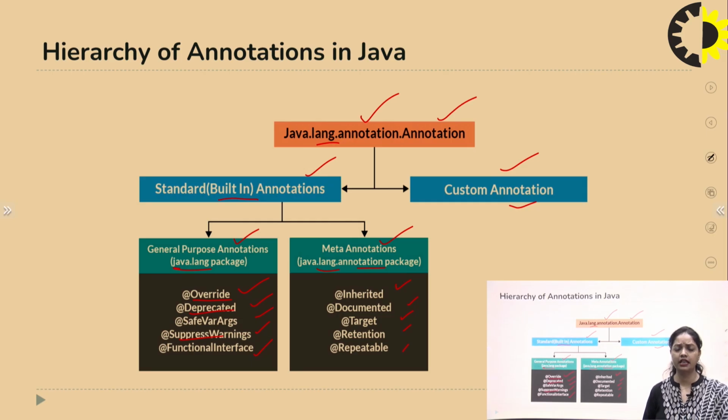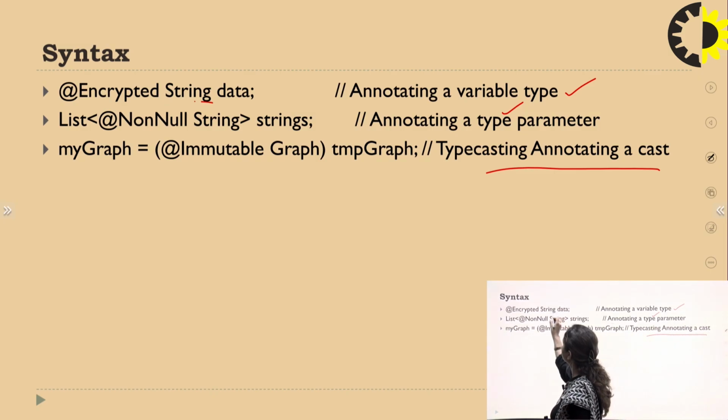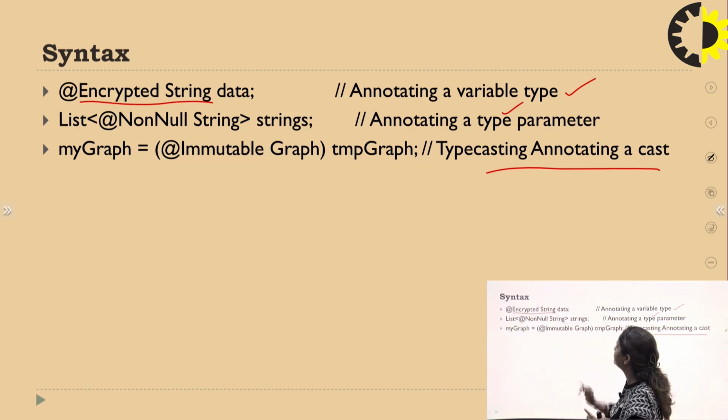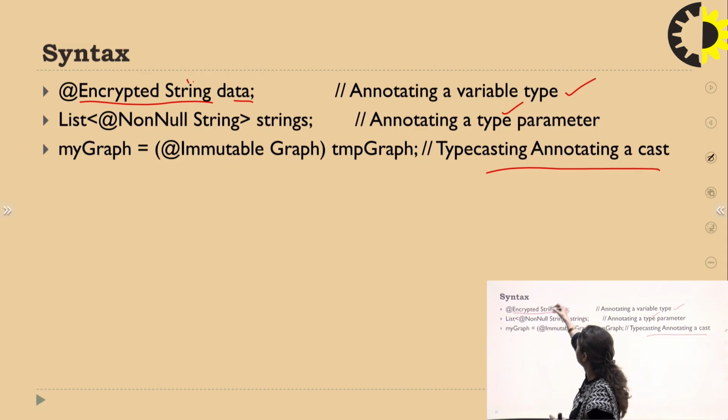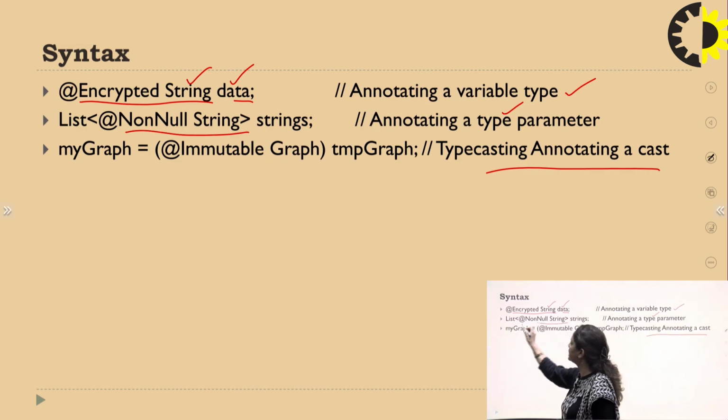Before understanding the annotations, let's have a look at where they are going to be used in our program. So the syntax: we can annotate a variable, we can annotate a type. Type means a generic data type, and we can annotate a typecast also. In the first syntax, we put the annotation name with the @ symbol in front of our data type and variable name, the variable which will hold your data, in front of that declaration of a variable.